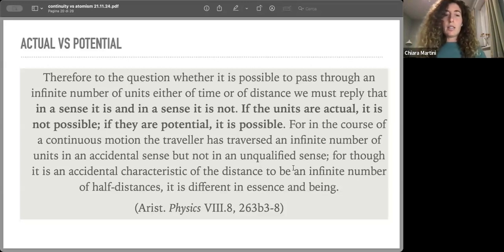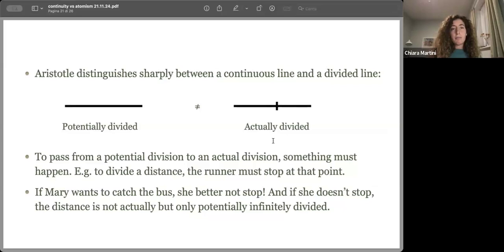So the second part really draws on Aristotle's theory of accidents and essences. That's not super important. But the first part, this difference between potential and actual, that's where the key magic happens. And the core idea is that Aristotle distinguishes between a continuous line and a divided line, a continuous distance and a divided distance. A continuous distance is one and unitary, and it is divisible, but it's not divided. And that's a pretty important thing. While if you do divide it, then it is actually divided, not just potentially divided. It's not just that you can divide it, but it has been, in fact, divided.